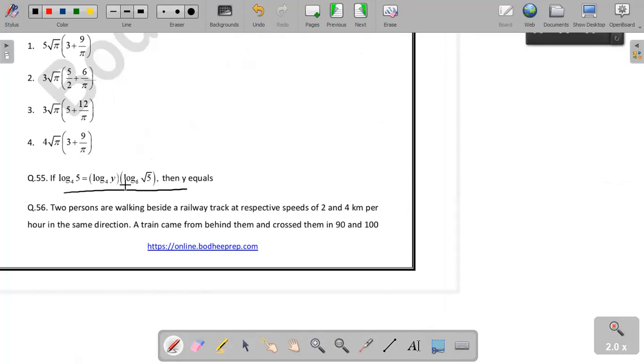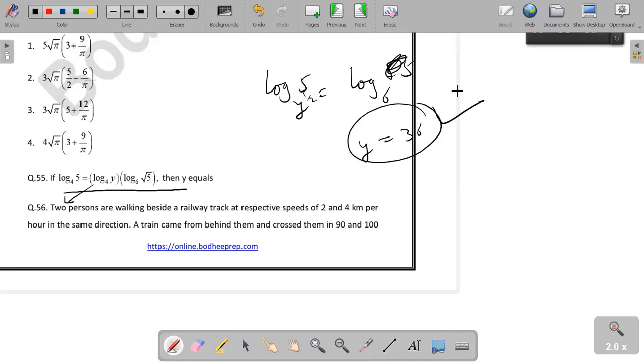That means it should be something easy. Okay, so if I divide by this, then I would get log 5 by y. I am directly using the simple smart formulas. So if I get here, then I will get 1 by 2, here 1 by 2, that is 2. So here 1 by 2. So 5, 5. So y should be 36. y should be 36.